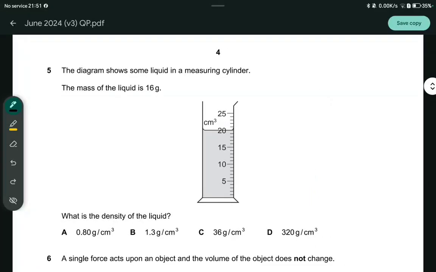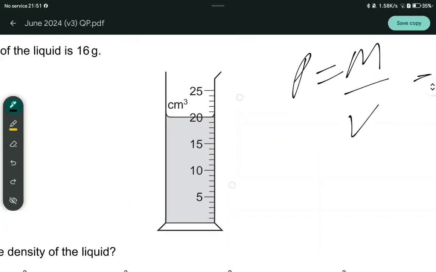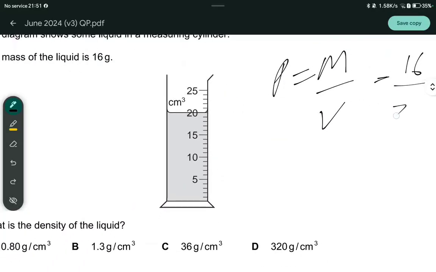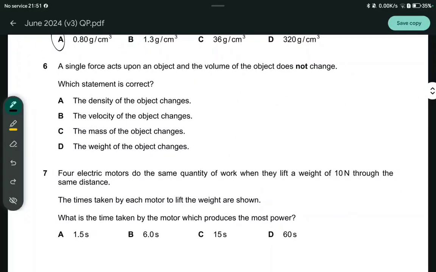Question 5. The diagram shows some liquid in a measuring cylinder and the mass is 16 grams. So what's the density? Density is equal to mass over volume. The mass is equal to 16, and the volume of the liquid is equal to 20. So 16 over 20, 4 into that is 5, so 0.8 grams per centimeter cubed. Go with A.